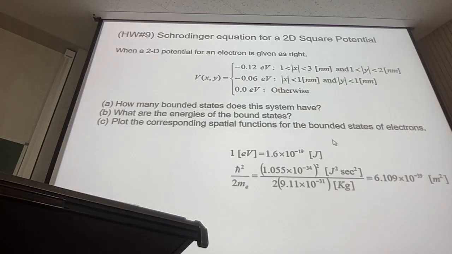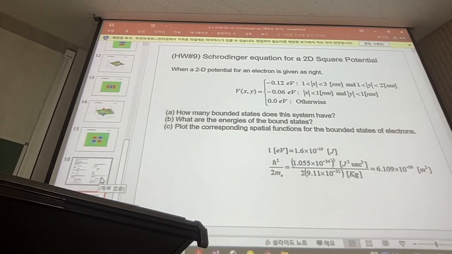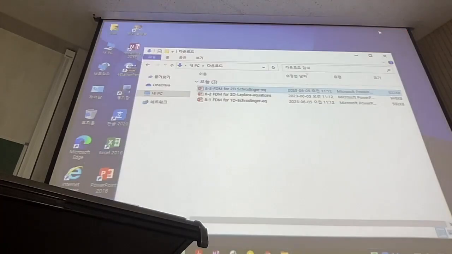So that's homework number 9. It is not posted yet, but I'll post it, and you'll find the solution of this equation. Let's go back. I think I didn't post it here, so let's say, right, this is not posted yet. I should find out which file is missing.